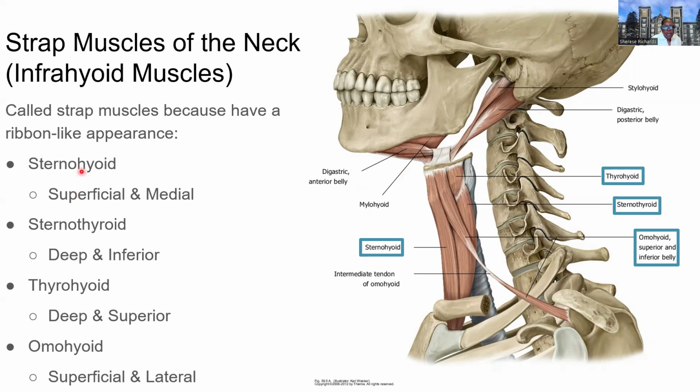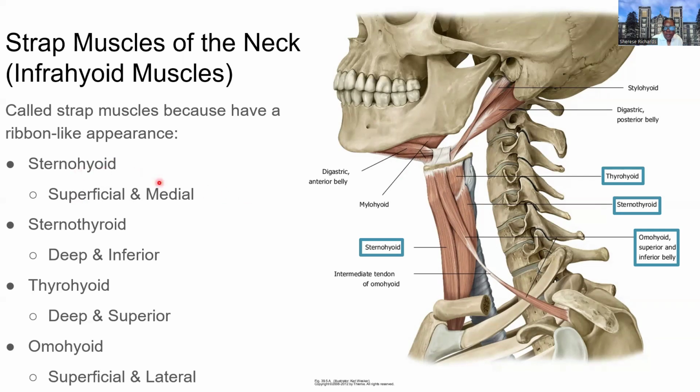So let's look at the muscles individually. Again, we call them strap muscles because they have a ribbon-like structure. If you look at them, they're thin and long, and they do look like straps that help secure some of these laryngeal structures and bones. Their names, again, are going to help you know their origins and insertions.